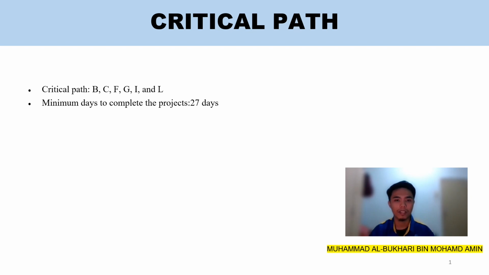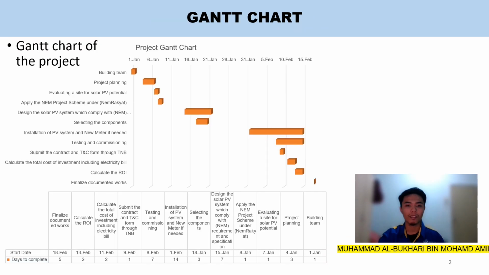Next in this section, I will explain about the critical path. Basically, the critical path is determined based on the slack of each activity. In this project, the critical path of the minimum days to complete is 27 days. So next is the Gantt chart.